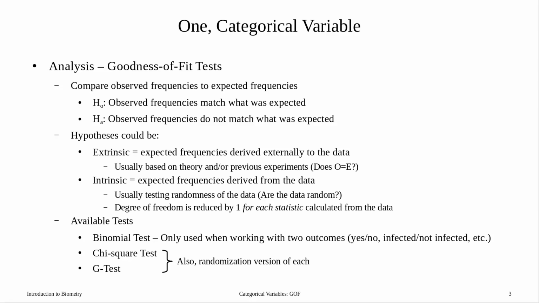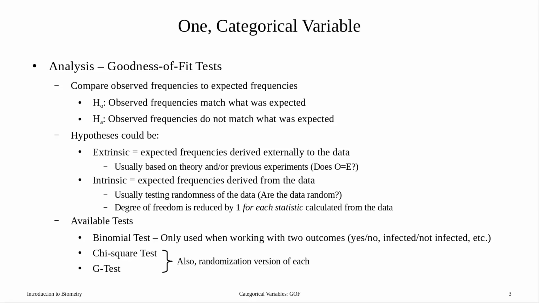We derived the expected frequencies based on our own understanding of how things should occur. Now, with the extrinsic hypothesis that I just gave, we could change our hypothesis not just to say observed frequencies match what we expect, but we can be more specific and say the observed frequencies match a 3 to 1 ratio, or a 9 to 3 to 3 to 1 ratio, and so forth.